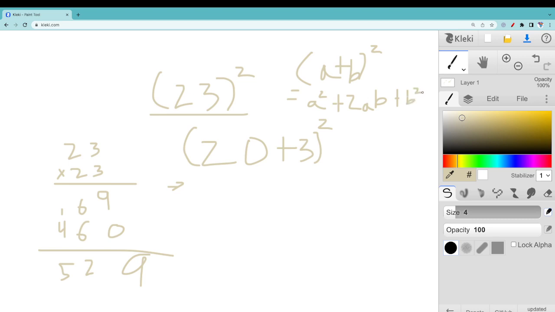So let's let 20 equal a and 3 equal b. How does that turn out? Well, what's 20 squared? Well, what's 2 squared? 4. Okay, and remember that's 20 times 20, so 400, because it's 2 zeros, right?